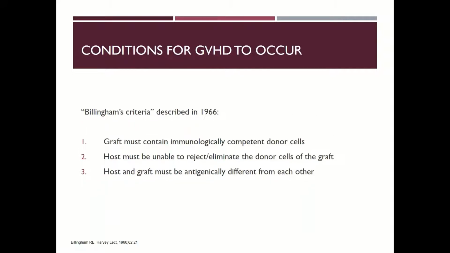In order for graft-versus-host disease to occur, Billingham's three criteria, which were first described in 1966, must be met. The graft must contain immunologically competent donor cells, the host must be unable to reject or eliminate the donor cells in the graft, and the host and the graft must be antigenically different from each other.